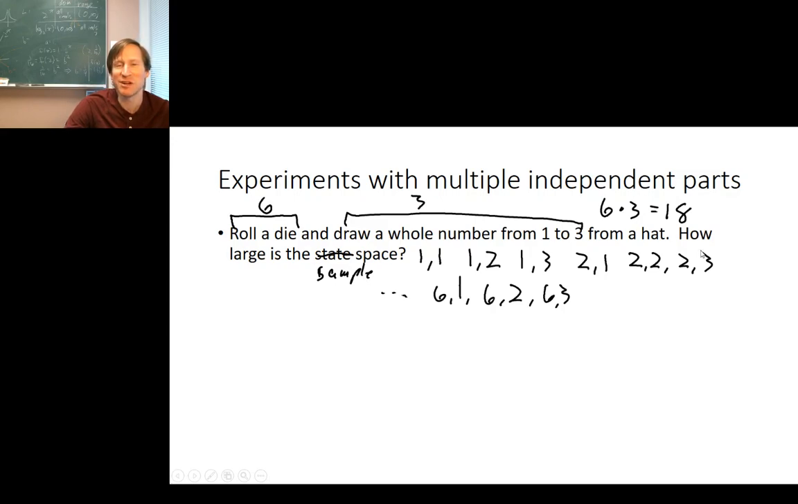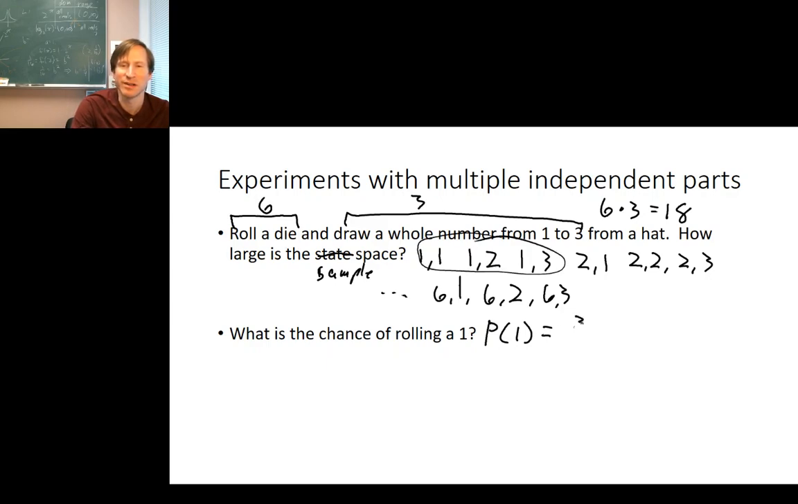Now that we know the number of outcomes in the sample space, we can use it to calculate a probability. So what's the chance of rolling a 1? We just need to count up all of the possible ways to roll a 1. There are only 3 outcomes where we're rolling a 1. It's these 3 right here. So 3 divided by the total number of outcomes, 18. And that's 1 over 6.